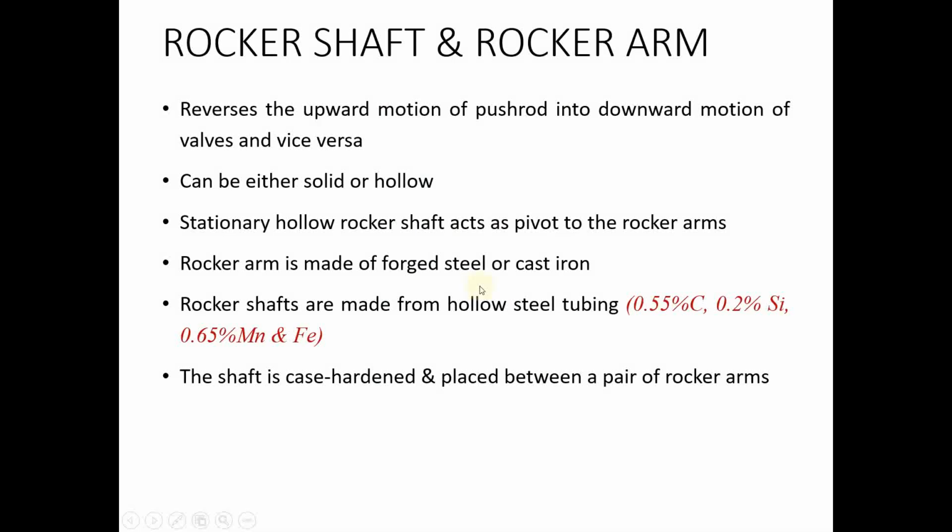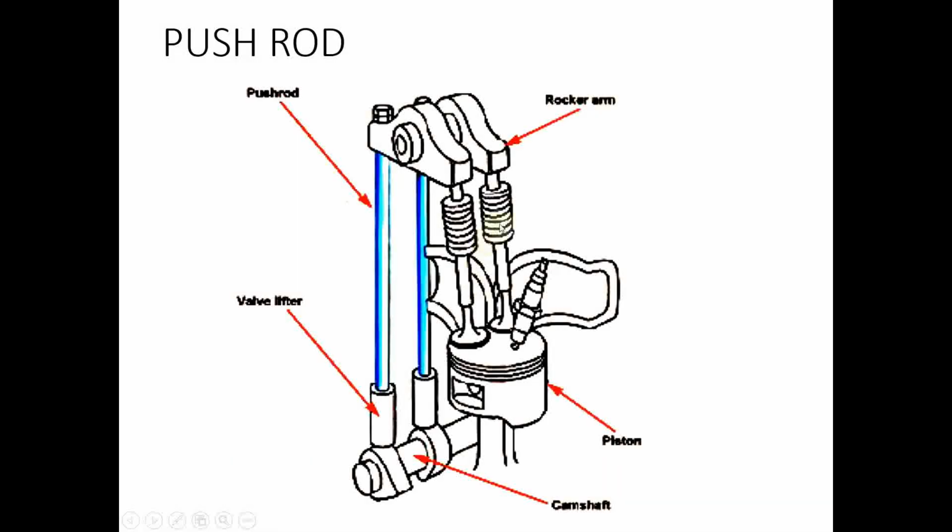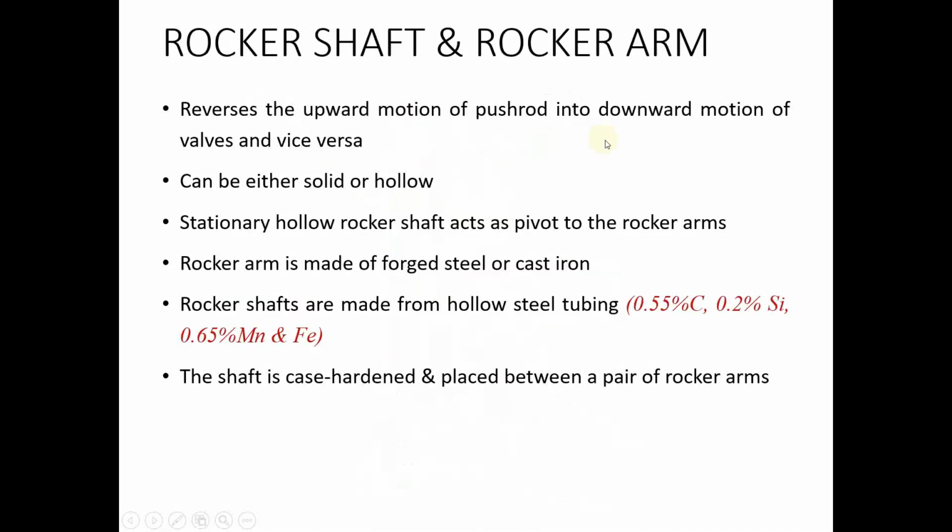Then we have the rocker arm and the rocker shaft. The rocker shaft is the shaft that is passing through the center of this rocker arm. It acts as the pivot, and the rocker arm acts as the lever mechanism. So the shaft that is passing through the center of the rocker arm is the rocker shaft.